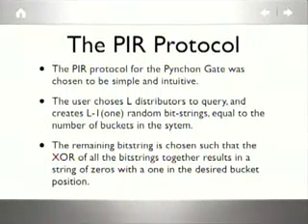But the way it works here is we have a fixed number of buckets in the system. The user chooses a number of the distributors out there, we call it L, to query, and he creates L-1 random bit strings where their length is equal to the number of buckets on the system. The remaining bit string is constructed such that the XOR of all of those bit strings together produces a bit string of all zeros except for a 1, which is in the position of the bucket you're requesting.